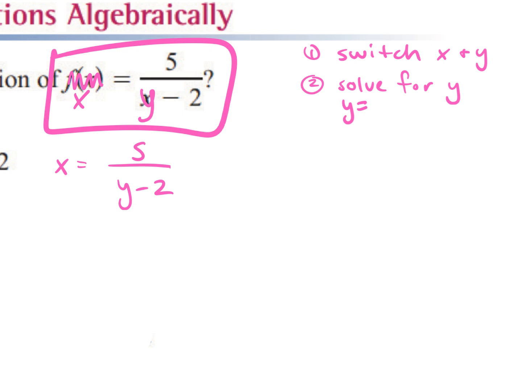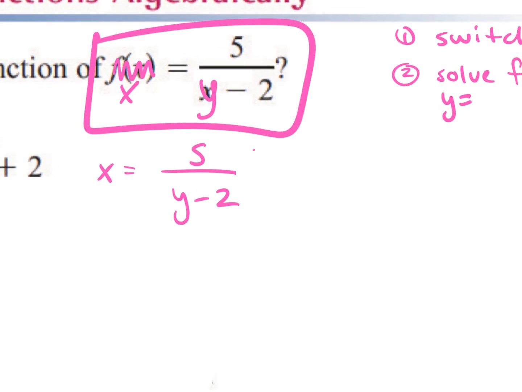So what do you think I would need to do to get y all by itself? We can multiply both sides by y minus 2. What we multiply by one side, we have to multiply to the other. So that'll cancel out with our denominator here. Then we have y minus 2 times x is equal to 5.